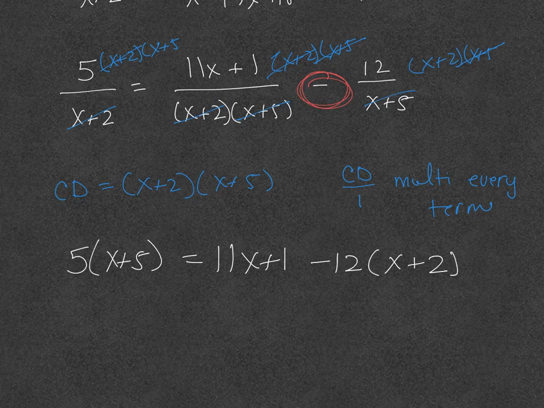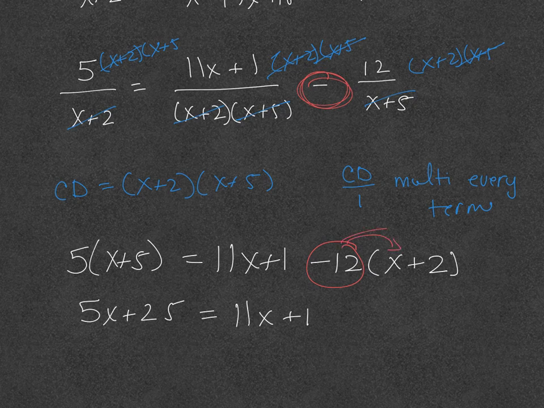All right, now we just have to go through and distribute and solve. If I multiply this out, you get 5x plus 25 is equal to 11x plus 1. Now, remember, this is a negative 12. I'm distributing, so make sure you multiply both of those pieces by a negative. So now I have minus 12x minus 24.